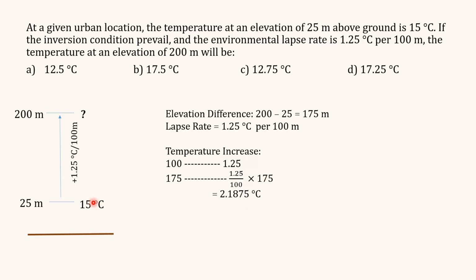As we are having an increase of the temperature with the height, we will add this to this value. So 15 plus 2.1875 will give us 17.1875 degrees Celsius. So if we see in these options, this one is the closest answer. So the correct answer is 17.25 degrees Celsius.